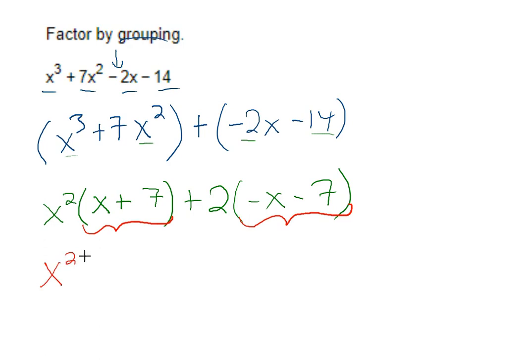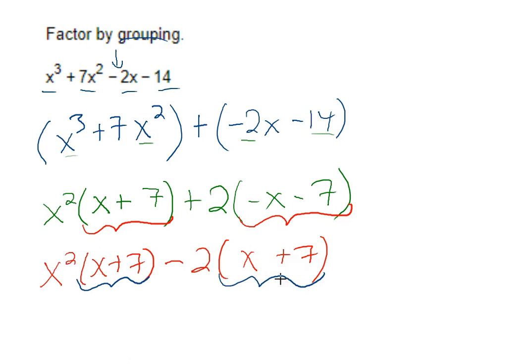So let me just rewrite the problem. We have x squared times x plus 7. But this time I'm going to factor out a negative 2, a negative sign with a 2. That's going to leave me with a positive x and a positive 7 in the parentheses. Now these match each other.